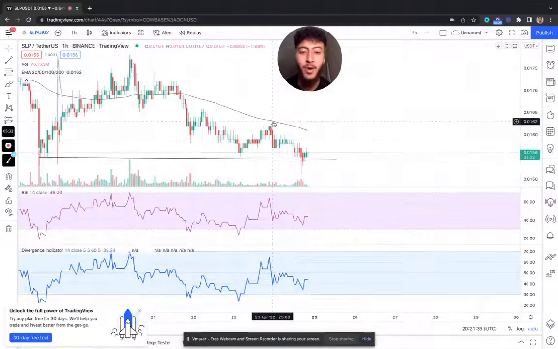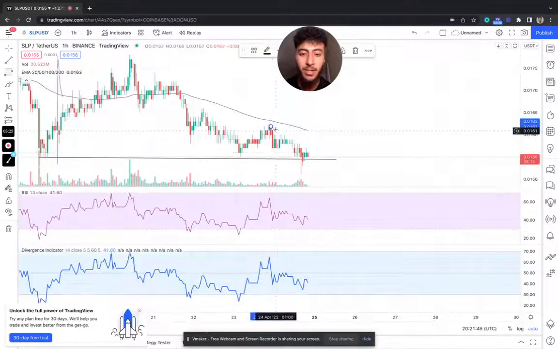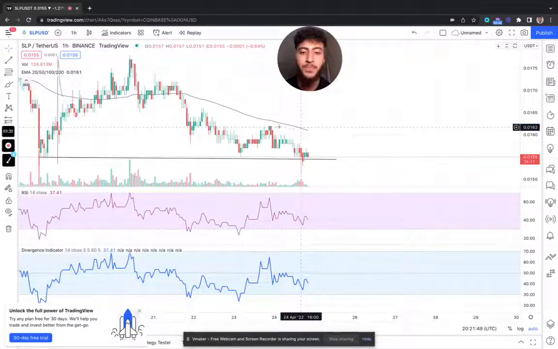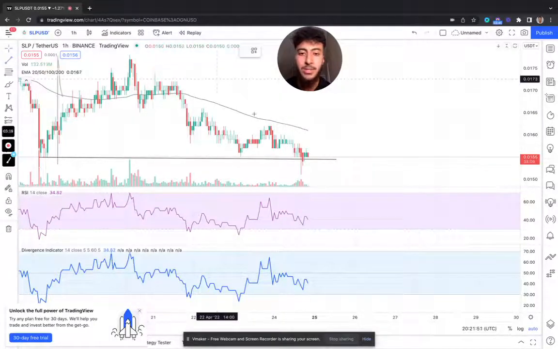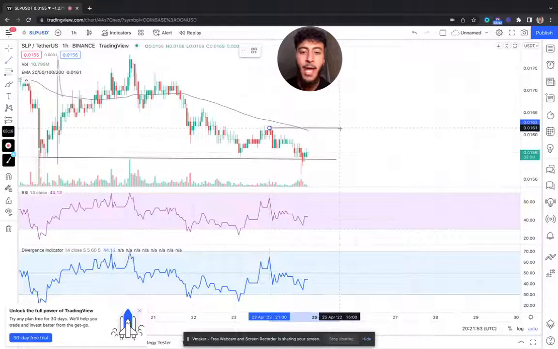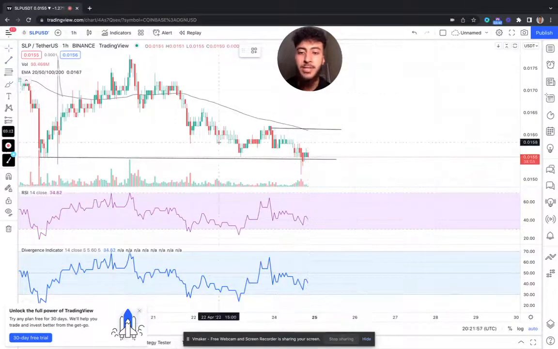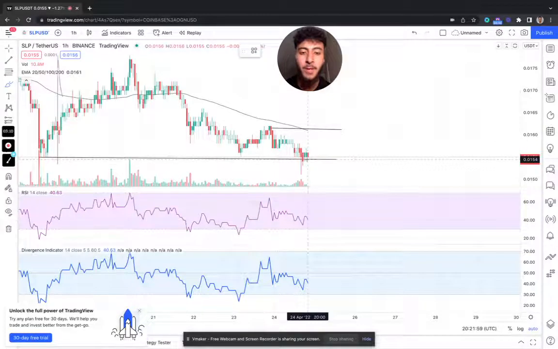We can see we are under the 50 MA, so we could have a retracement back to test the levels of resistance that had the sell off before at these levels here at about 0.0162, where we have a very critical resistance right there. Depending on how we react from this level, if we could hold this level of demand, we could see a retracement back for SLP, breaking out of these zones, testing back the levels of resistance that we have at 0.0161.